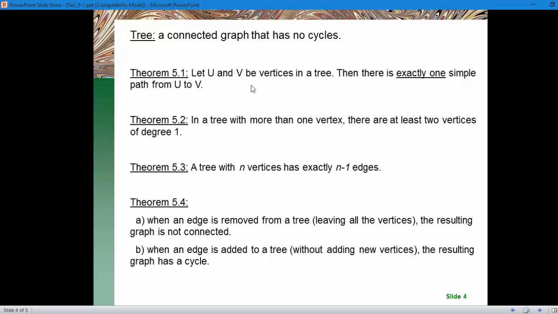If it's not a tree anymore, one of two things happened. You either created a cycle or you disconnected the graph. But adding an edge to a tree, that doesn't disconnect the graph, right? You're not breaking any paths in the tree. Therefore, you must be creating a cycle, and that's exactly what happens.